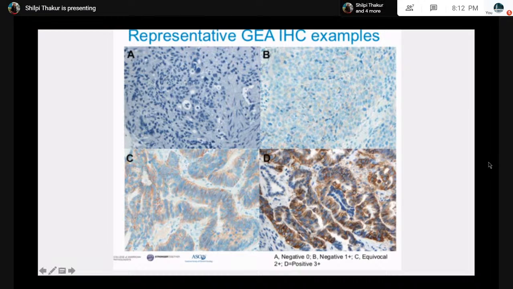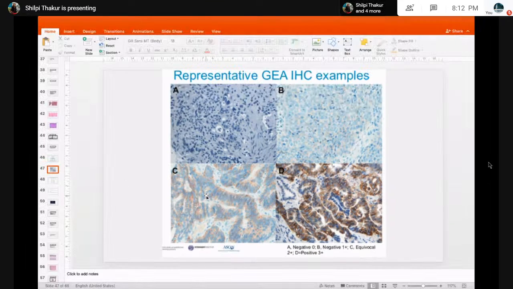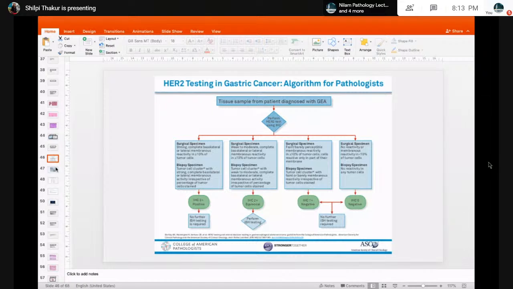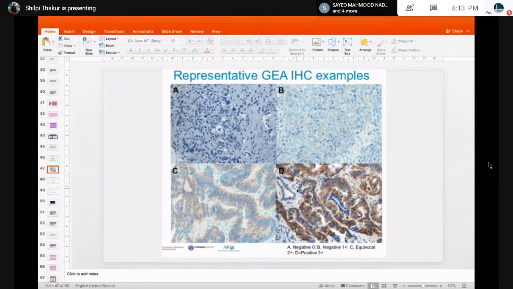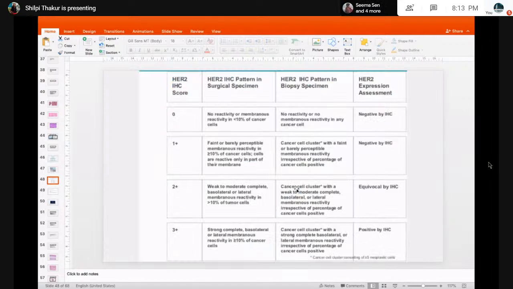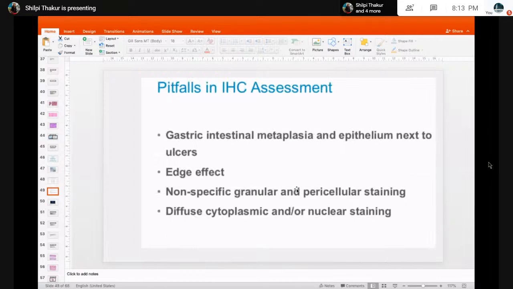And C is equivocal, having staining in more than 10% of the cells, but it is moderate or weak staining. Then the 3 plus would look like this. It has complete basolateral and lateral membranous positivity in more than 10% of the cells. This is 3 plus positivity. So A, B, and C will require in situ hybridization, whereas D won't require it. It is fairly positive for 3 plus. This is just a tabular arrangement of what I said.